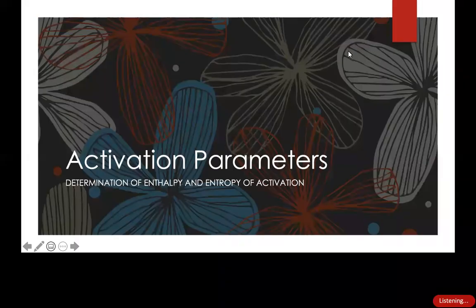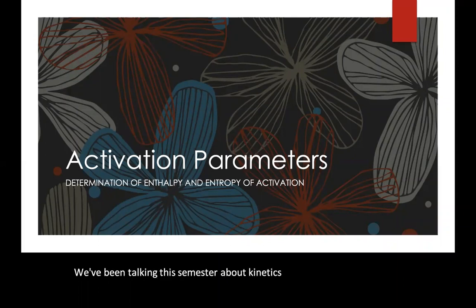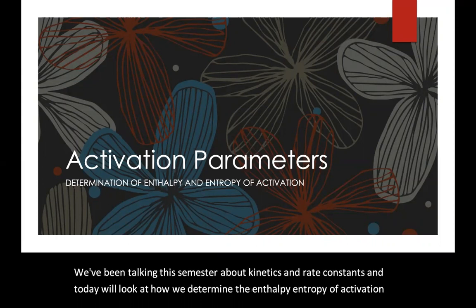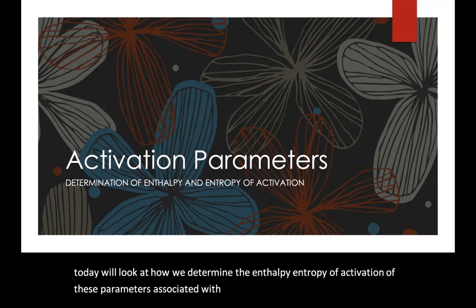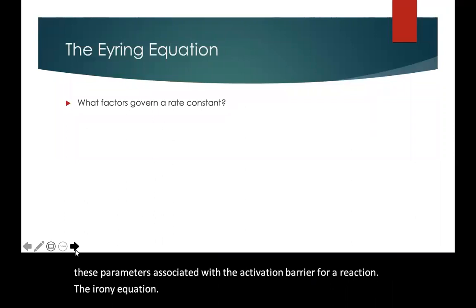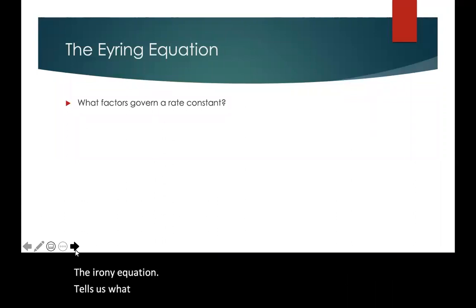We've been talking this semester about kinetics and rate constants, and today we'll look at how we determine the enthalpy and entropy of activation, these parameters associated with the activation barrier for a reaction. The Eyring equation tells us what factors govern a rate constant.